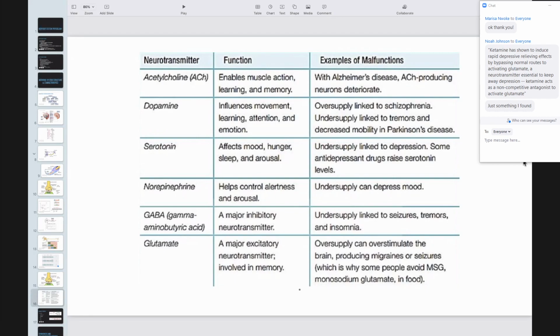So dopamine: movement, learning. If we have too low of dopamine, we're going to get Parkinson's, right? We're going to get essential tremors. So what we could do is take dopamine replacement therapy. Dopamine replacement therapy with levodopa or L-dopa or carbidopa can help with those symptoms, but it's not really replenishing those dopaminergic neurons. It's just replacing the neurotransmitter itself.